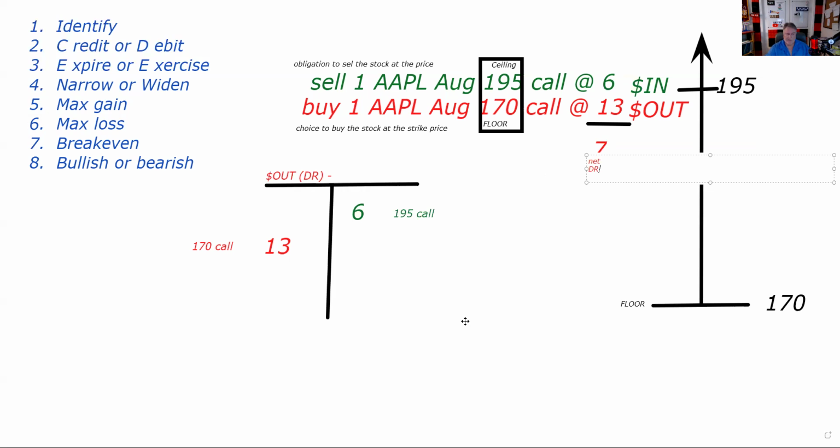And so do we want the contracts to expire? Do we want Apple to be 170 or lower and have these contracts expire? No, because we'd be a loser. We certainly don't want that. By the way, we're less of a loser than we otherwise would be, because if the contracts expire, we'd be out 7 points. Now, it's better than losing 13, but that's not what we want.